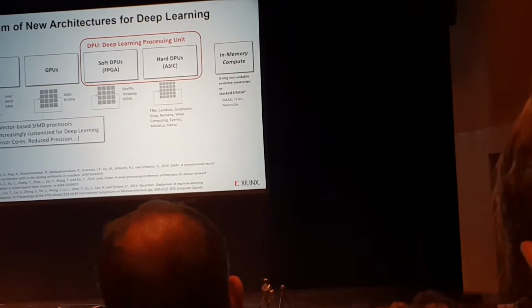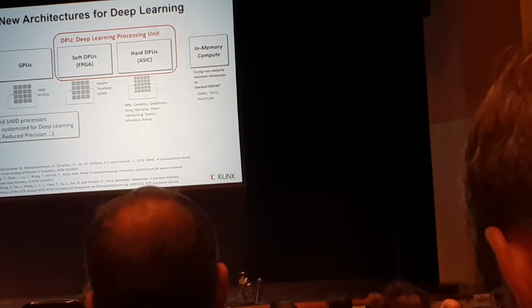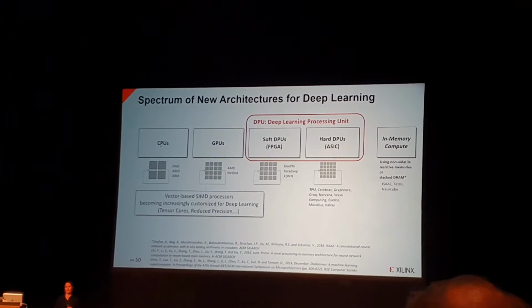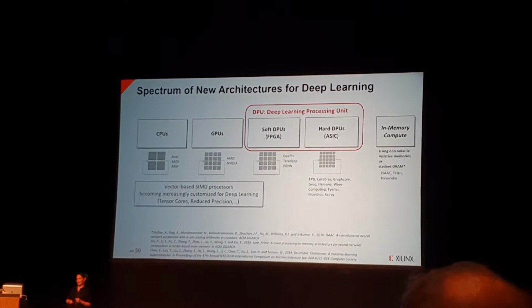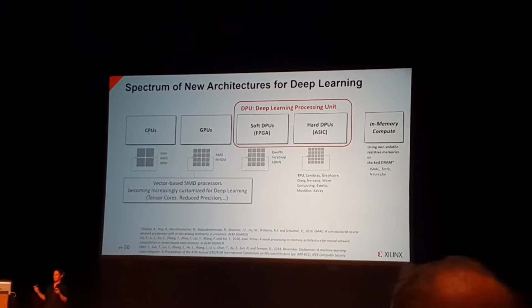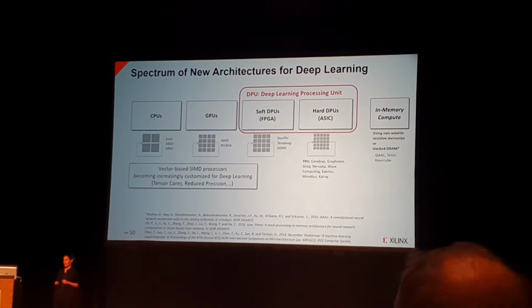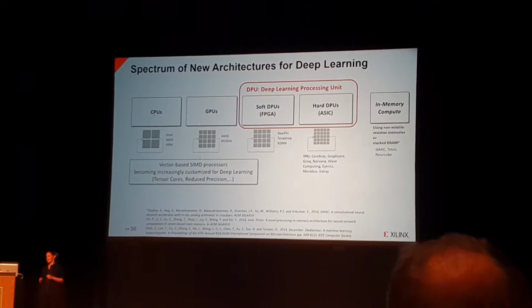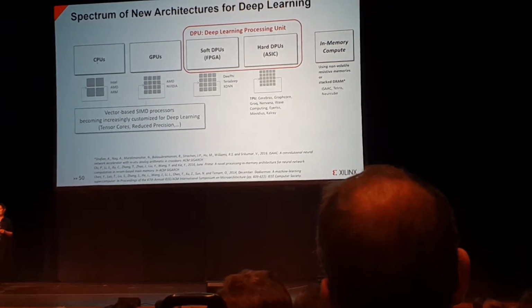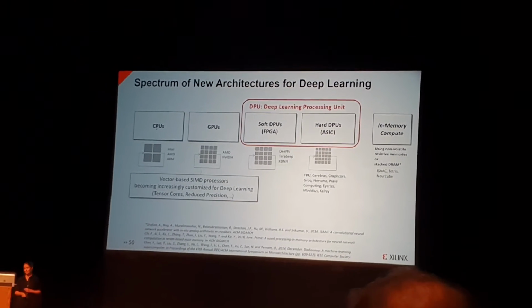Then we have specialized compute architectures. Microsoft coined the term deep learning processing unit, or DPU, for this. I quite like this, so I'm going to stick with this one for a bit. And then you have the really esoteric ones, which are the in-memory compute, which build on memristors or stacked DRAM technologies. I have all the references here, so feel free to go and dig them up, but I'm not going to cover them here.